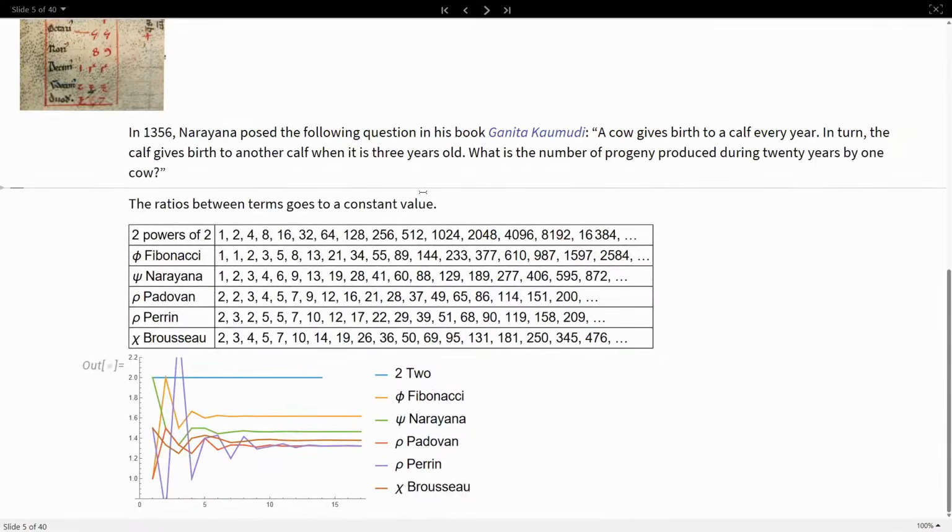So those two sequences: the Fibonacci sequence, 1, 2, 3, 5, 8, where every value is the sum of the previous two, and the Narayana, where every value is the sum of the previous and the one three back, skipping the middle one. Those became pretty standard sequences.